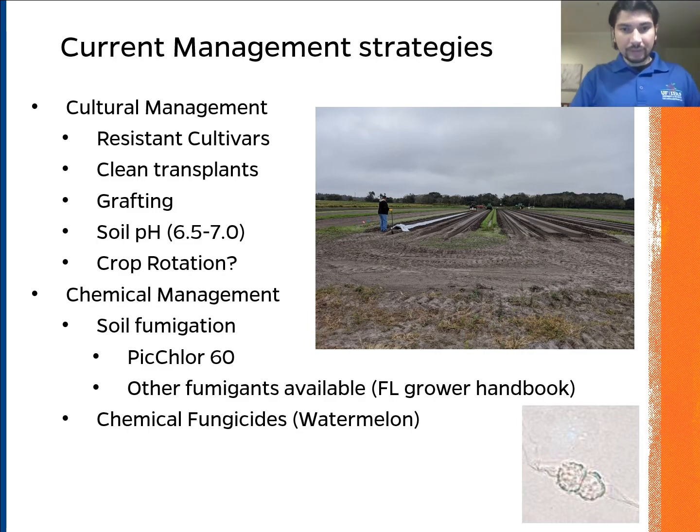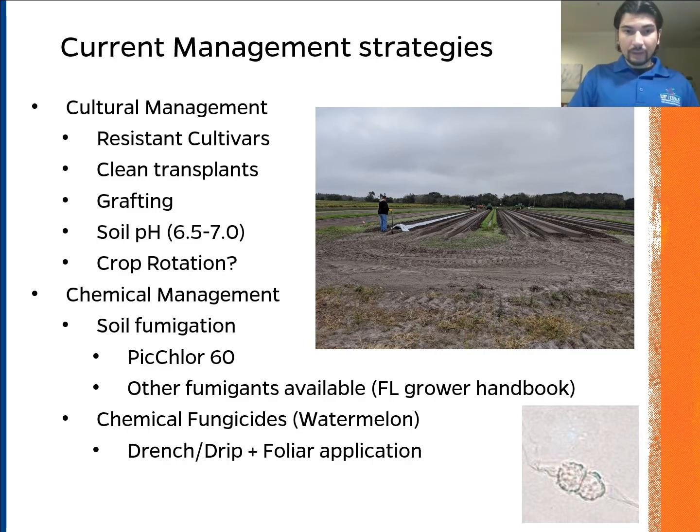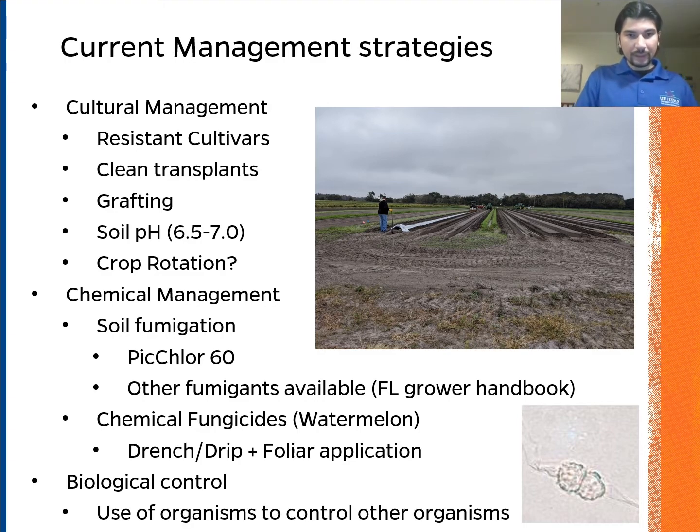Chemical fungicides are used in watermelon that are applied through drench or drip, plus a follow-up foliar application. And I'll be talking about that a little bit later. And also biological control is another management strategy. This is the use of organisms to control other organisms. I'll be talking about this a little bit later and how we're trying to approach that.